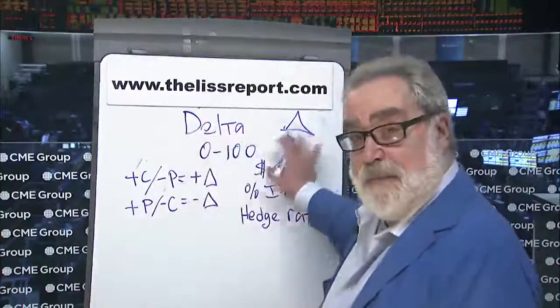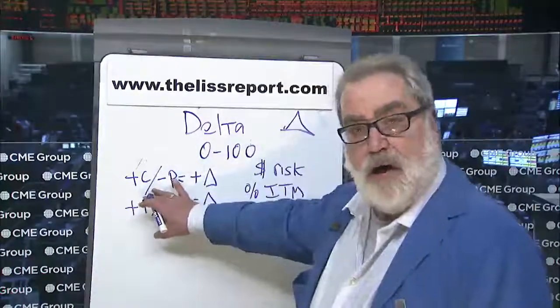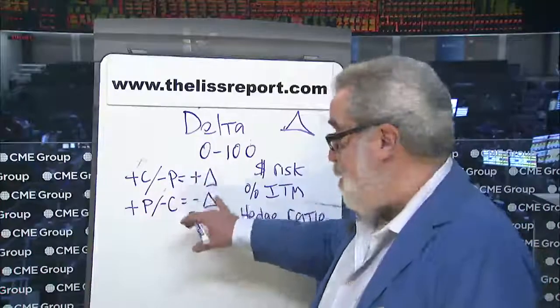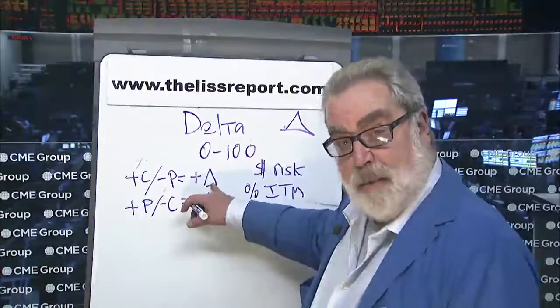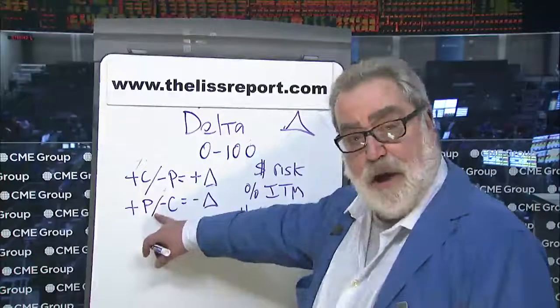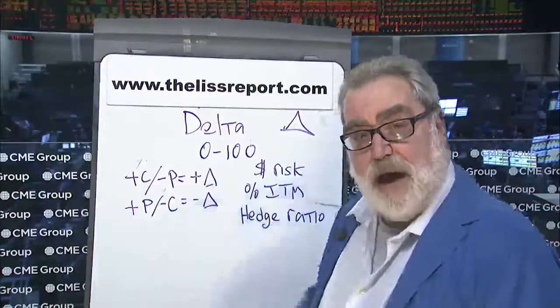Delta, here's the Greek letter. Every option has a delta. That delta can be 0 or 100. And the deltas can be positive or negative. Long calls, short puts, gives you a positive delta in your position. Long put, short call, gives you a negative delta in your position.